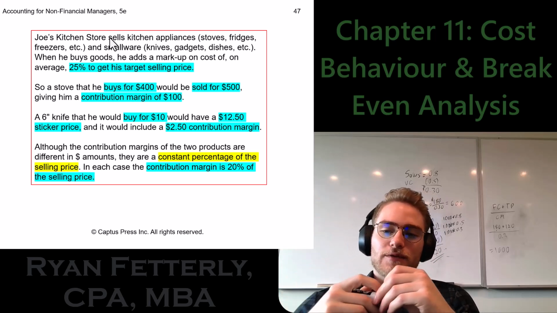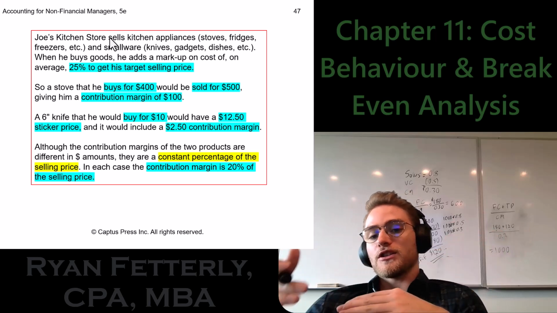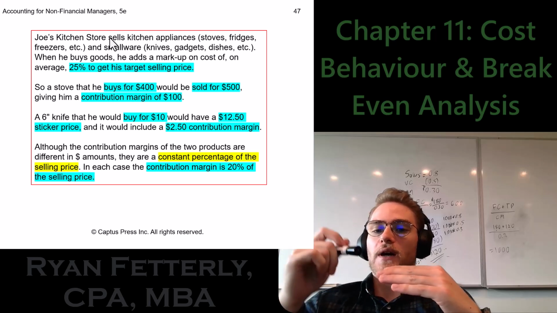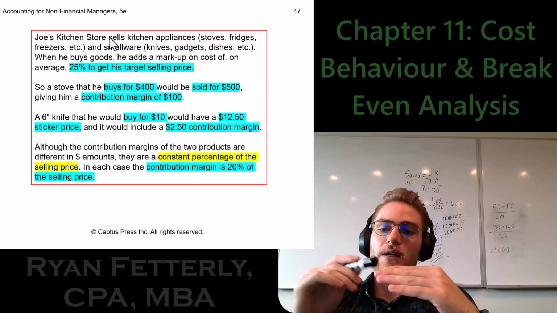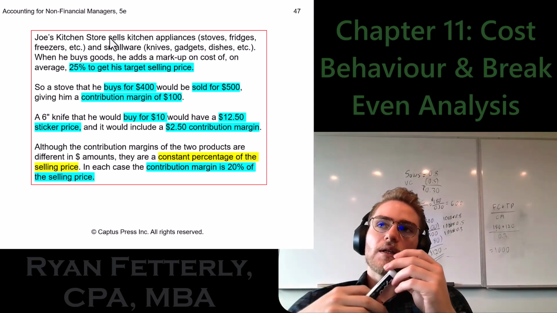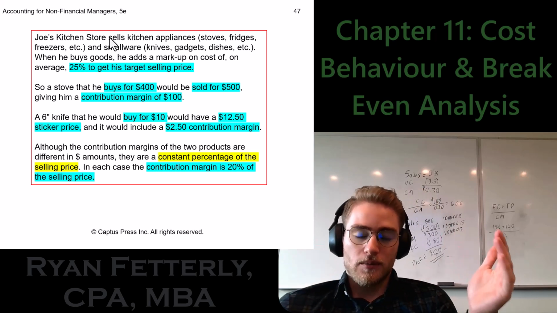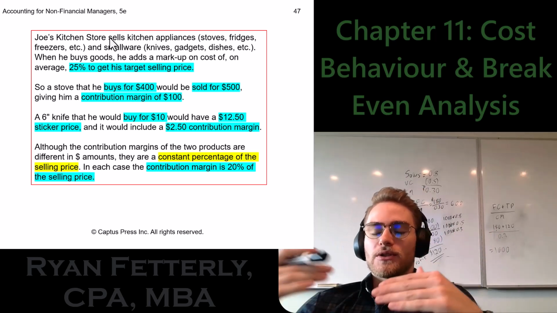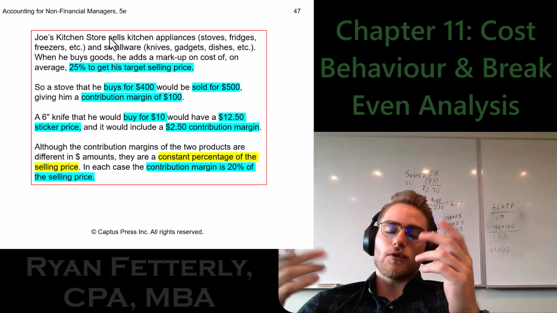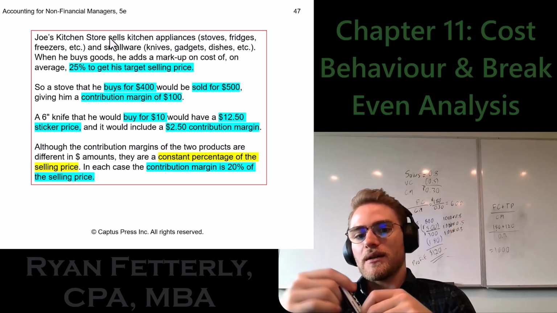So a stove that he buys for, say, $400 would be sold for $500. Why? Because $100 is 1/4 of 400. So if I multiply 400 by 1.25, it gets me from the $400 up 25% to my sales price of $500. Conversely, that means I have a gross margin of $100 per unit. And if I divide that $100 by my sales amount of $500, I would then have a gross margin of 20%. So markup 25%, gross margin 20%.